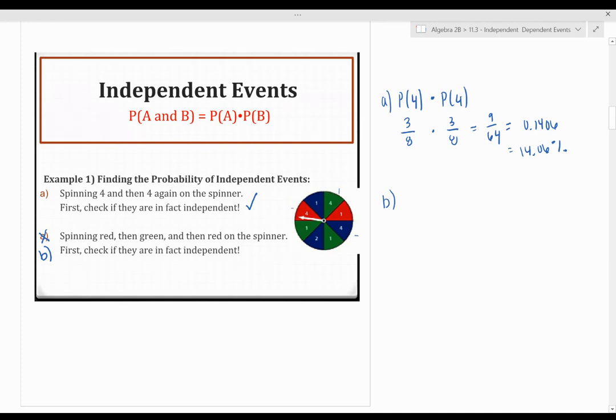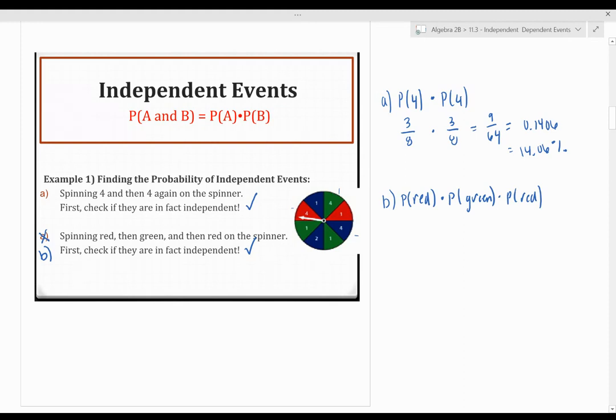Okay. B says, what's the chance of spinning a red, then a green, and then a red? Okay, well, does it make sense they're independent? I'm going to say yes in this case for the exact same reason as we mentioned in A. The spins don't affect each other. So I want to know the probability of getting a red and then getting a green and then getting another red.